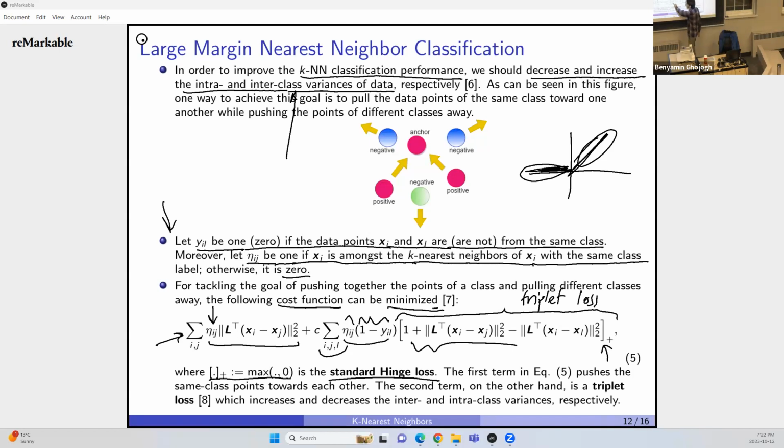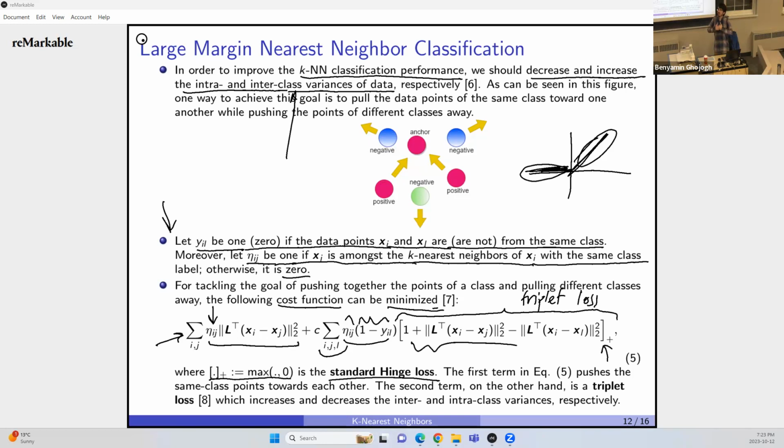It says that xj is in the same class as xi and is a k-nearest neighbor of xi, but xl is from another class. So this is exactly the triplet that we have. xi is the anchor, xj is a positive, xl is a negative. Did you understand what I'm saying? Let me say it again. xi is the anchor, xj is a positive, xl is a negative.